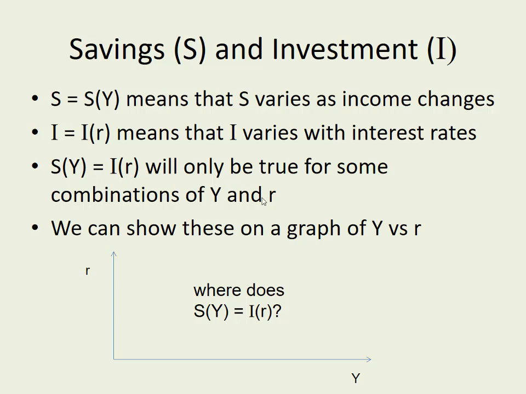So the next model we're going to look at is the model which looks at these combinations of Y and R on a graph like this. So along here we put national income and national output. As we go along here, we're producing more in the economy, we're demanding more, we're spending more, we're getting more income. As we go up this way, interest rates are higher. So where on here does this apply? Is the amount of saving equal to the amount that people want to invest? So it's only some combinations. We can draw those on this map.